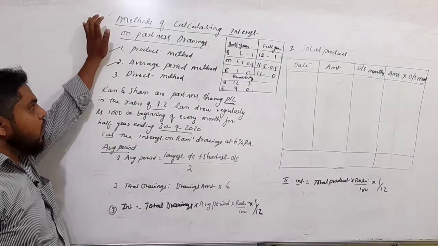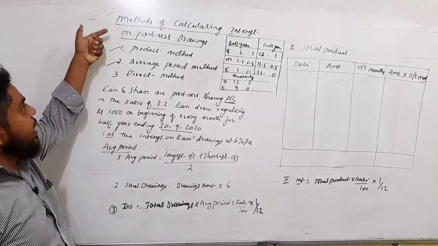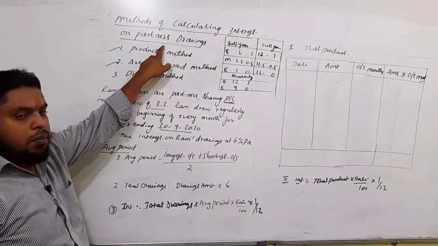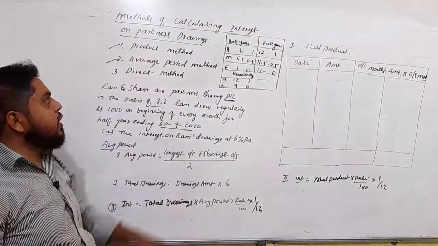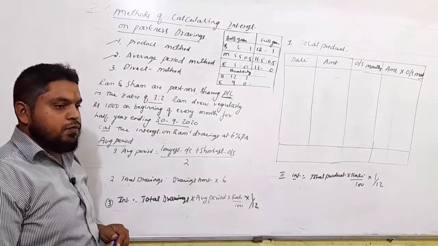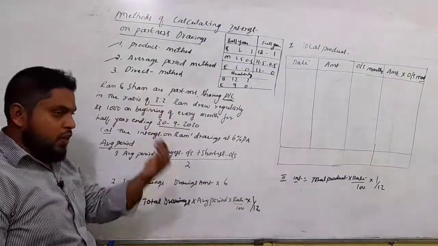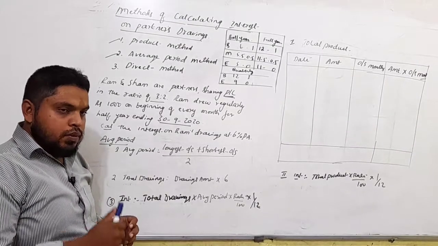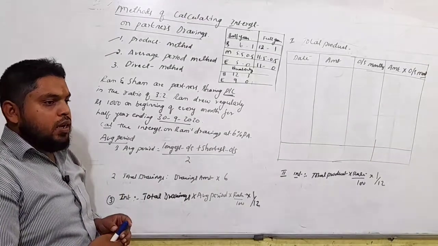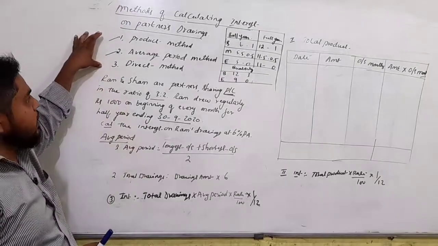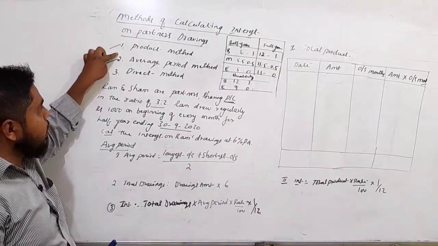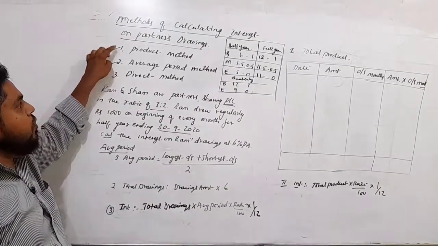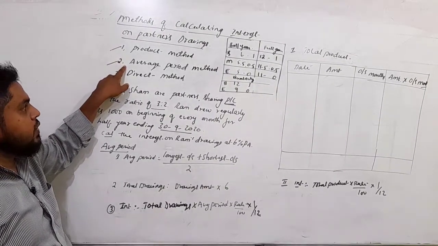In the first video I already explained the methods of calculating interest on partners' drawings. This is there in fundamentals of a partnership firm. This is the basic concept: if any partner withdraws an amount from the partnership firm business, he has to pay interest. For that calculation of interest, there are three methods: product method, average period method and direct method. From an exam point of view, product and average period method are important.